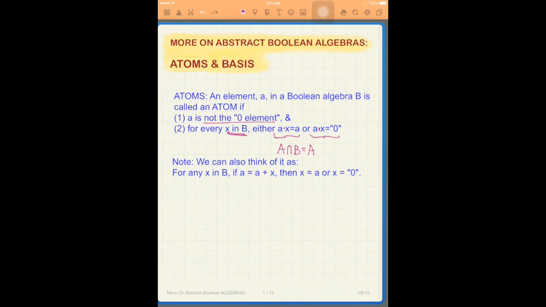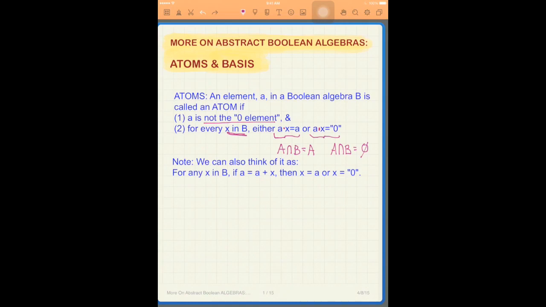Or, thinking about sets again, A times x is equal to the 0 element. The 0 element for our power sets is the empty set. So it would be like saying A, our atom, intersected with some element from the Boolean algebra that's a set, which I'll call B, equals the empty set. That's our 0, which means that they're going to be disjoint.